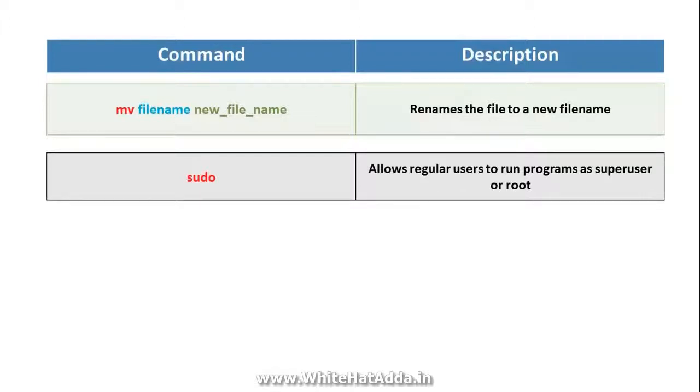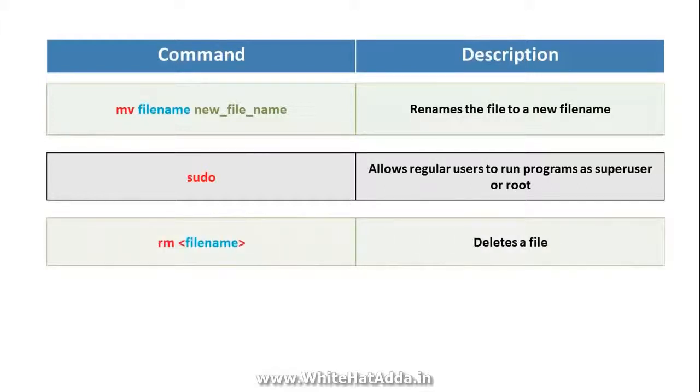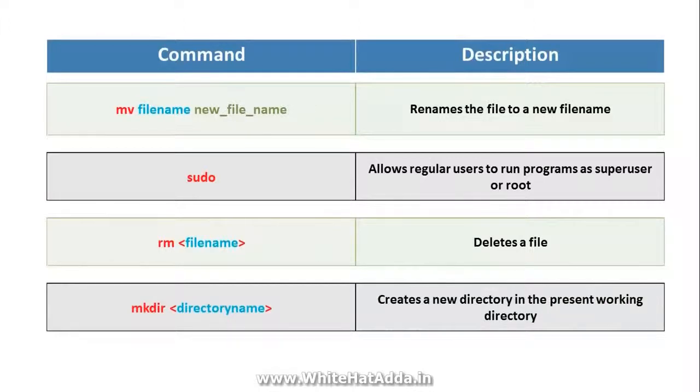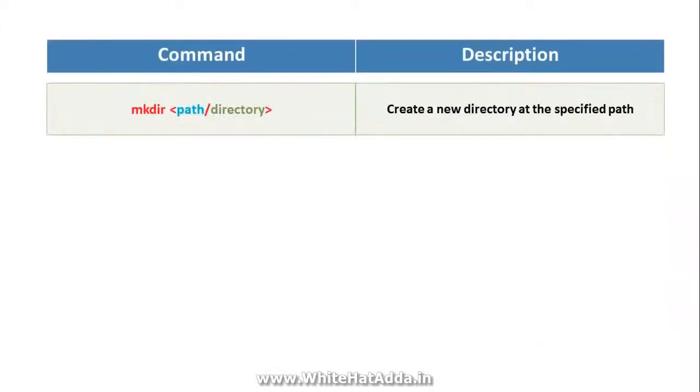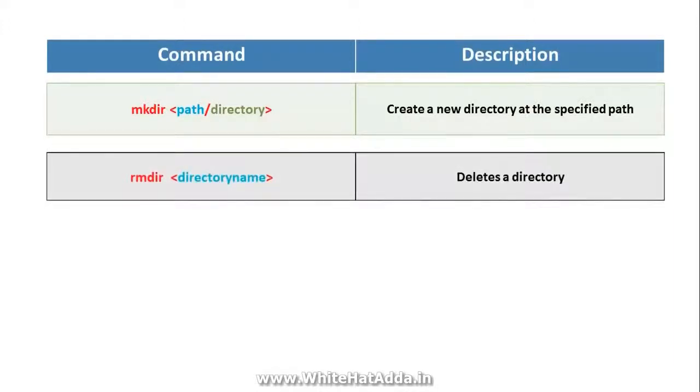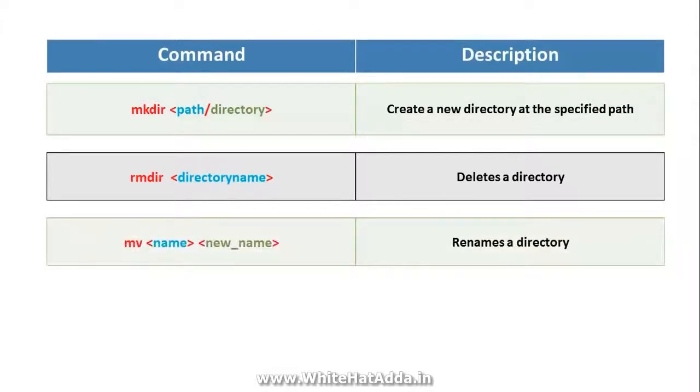The rm command deletes a file. The mkdir command followed by the directory name would create a new directory in the present working directory. Using the same command followed by the path and the directory name would create a new directory at the specified path. rmdir would remove a directory from the system. mv name new name would give a directory a new name.